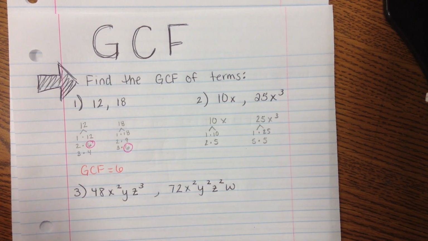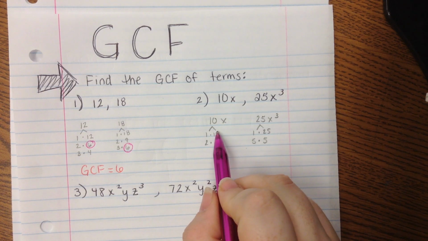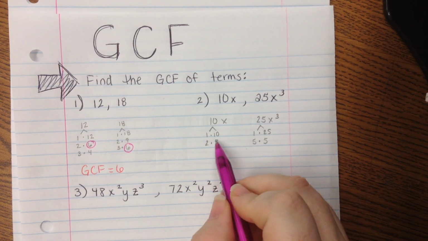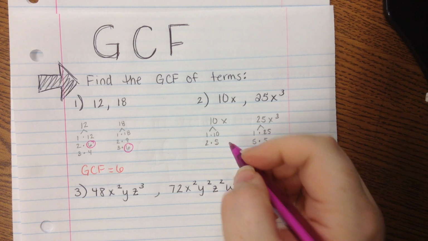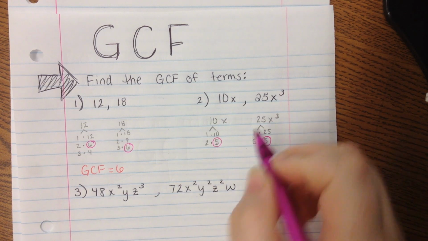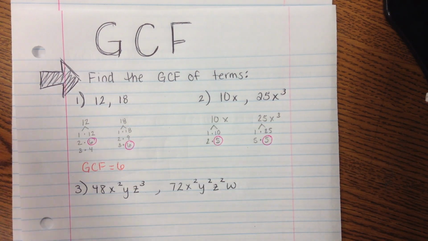So I look at, start over here, 10. 10 is the largest one on 10, but it's not in 25. The next one would be 5. 5 and 5 do work. So GCF right now is 5.